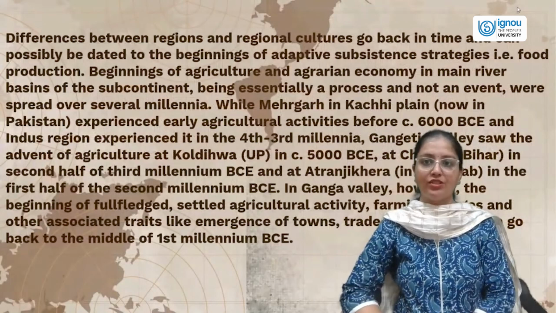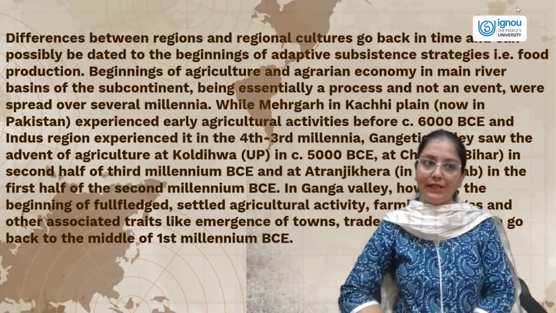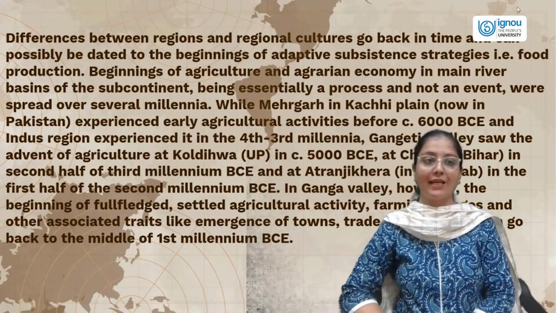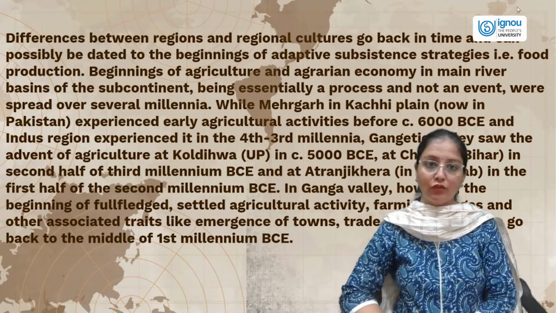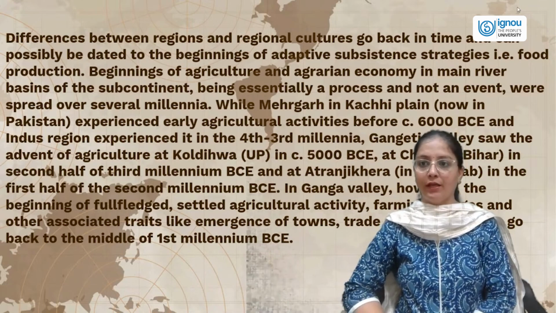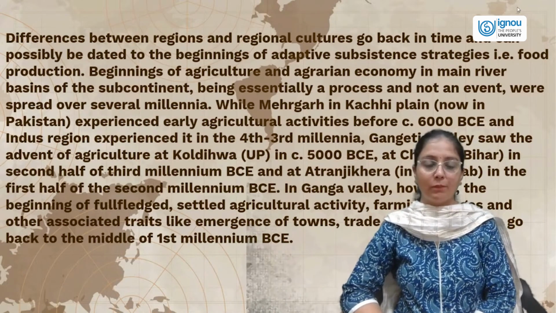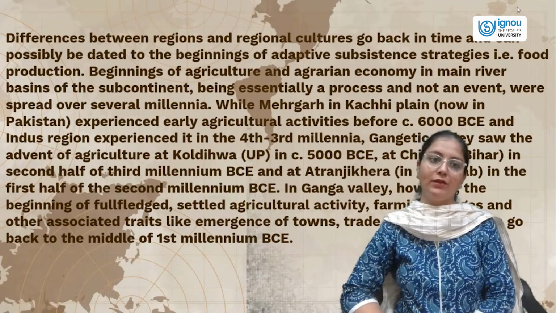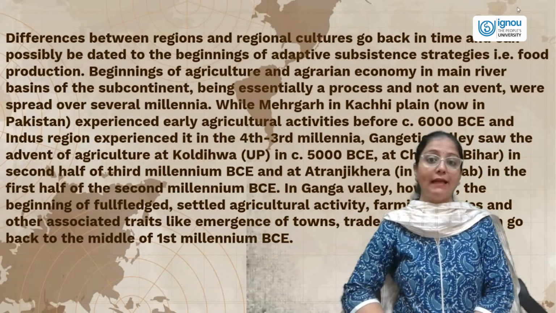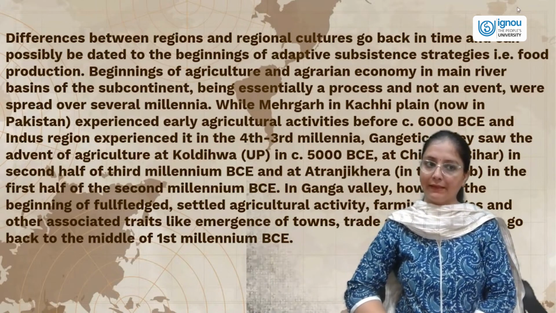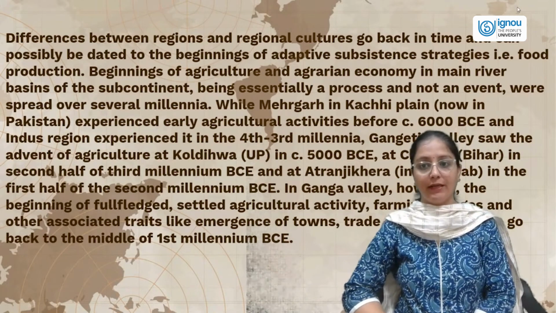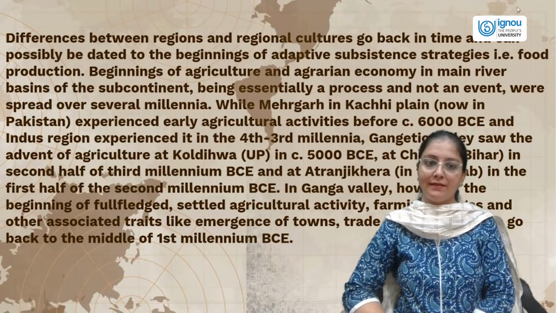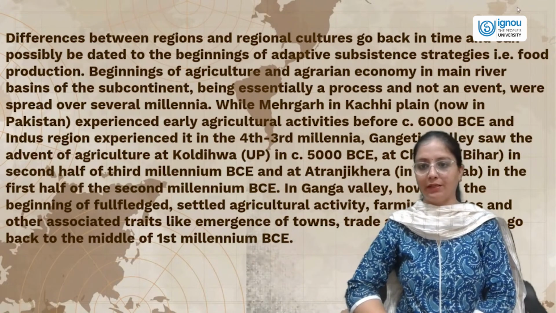Differences between regions and regional cultures go back in time and can possibly be dated to the beginnings of adaptive subsistence strategies. Food production, the beginnings of agriculture, and agrarian economy in the main river basins of the subcontinent were essentially a process and not an event, spread over several millennia. Mehrgarh in the Kachhi Plain, now in Pakistan, experienced early agricultural activities before c. 6000 BCE, and this region experienced it in the 4th to 3rd millennium.